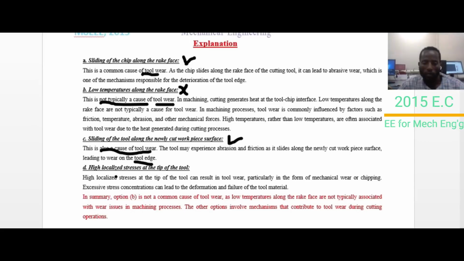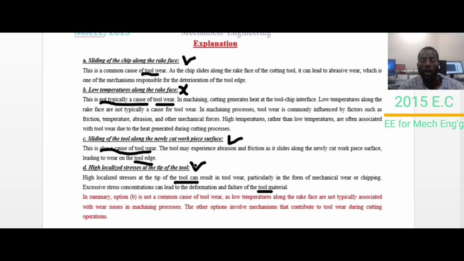The other, high localized stress at the tip of the tool. This high localized stress at the tip of the tool can result in tool wear, particularly in the form of mechanical wear or chipping. And excessive stress concentration can lead to the deformation and failure of the tool material also.